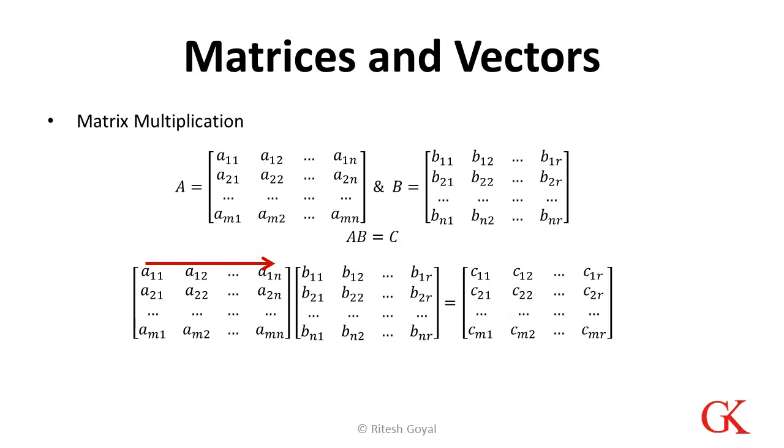Same way, if we want to have C12, then what we have to do is take the same row but the second column. So we will do the same operation but using the same row and second column. Same way, if we want to have CMR, we have to take the mth row of the first matrix and rth column of the second matrix, and we will get the matrix multiplication.